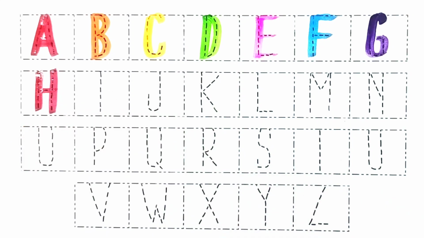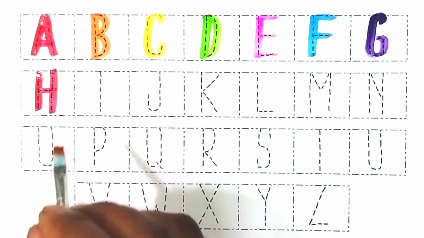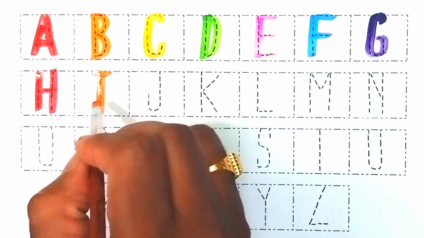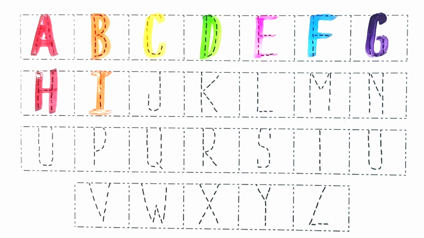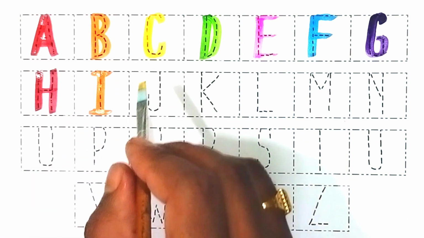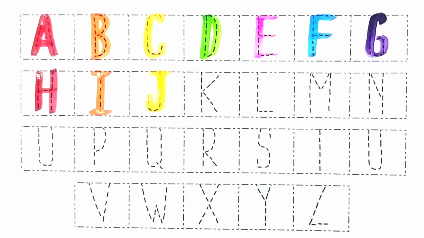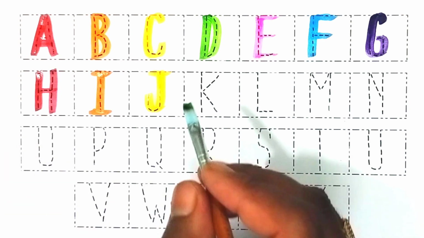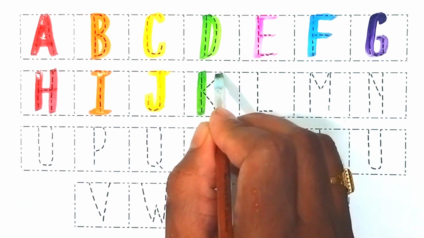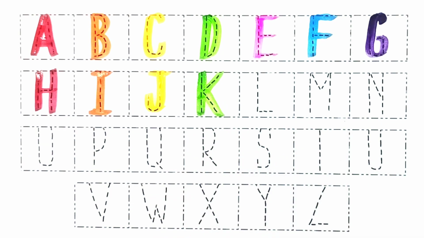H for honey. I for ice cream. J for juice. K for kangaroo.